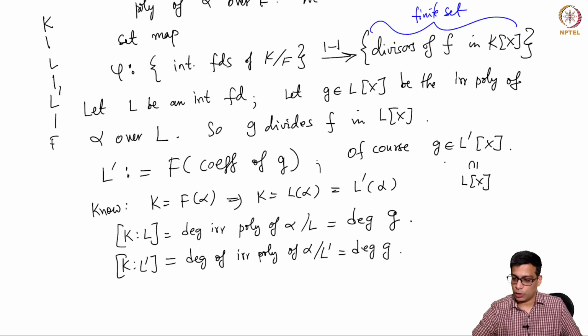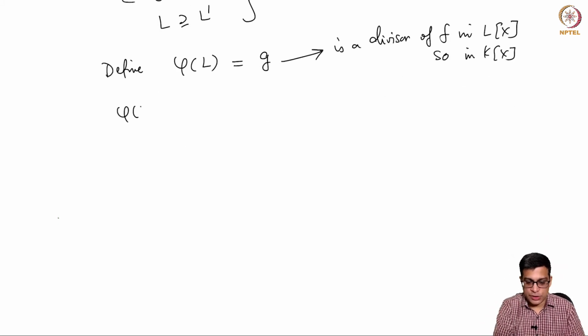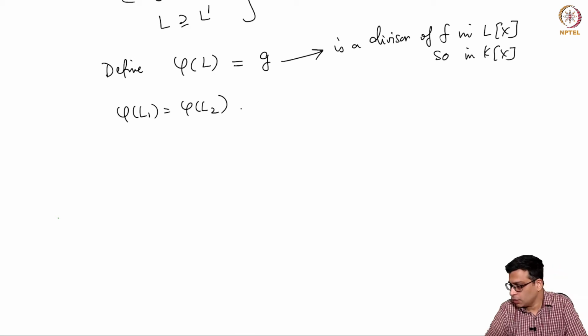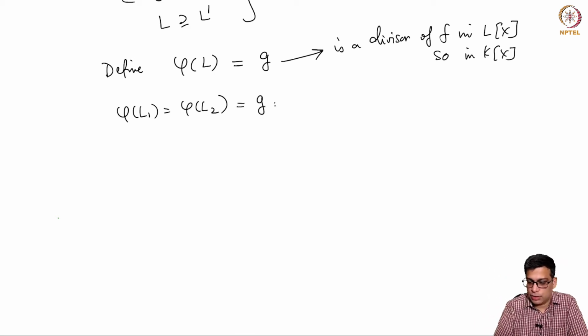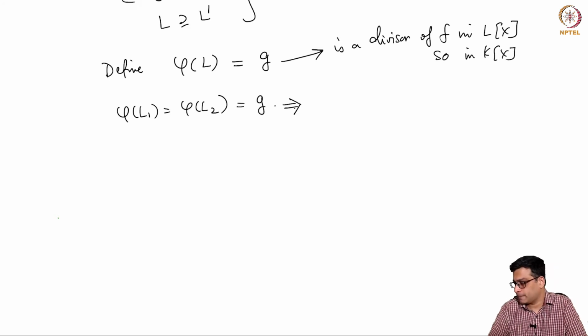So G does belong to this set. But now suppose phi of L1 equals phi of L2. If phi of L1 equals phi of L2, let us say G, that means G is the irreducible polynomial of alpha over L1. G is also the irreducible polynomial of alpha over L2.